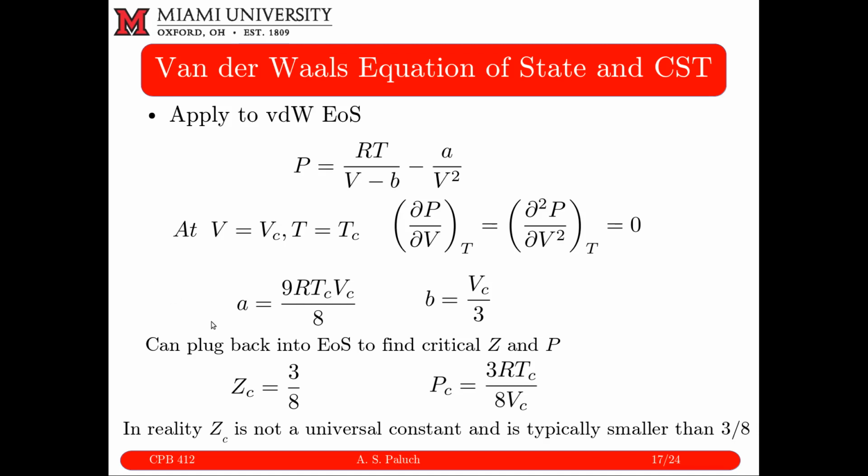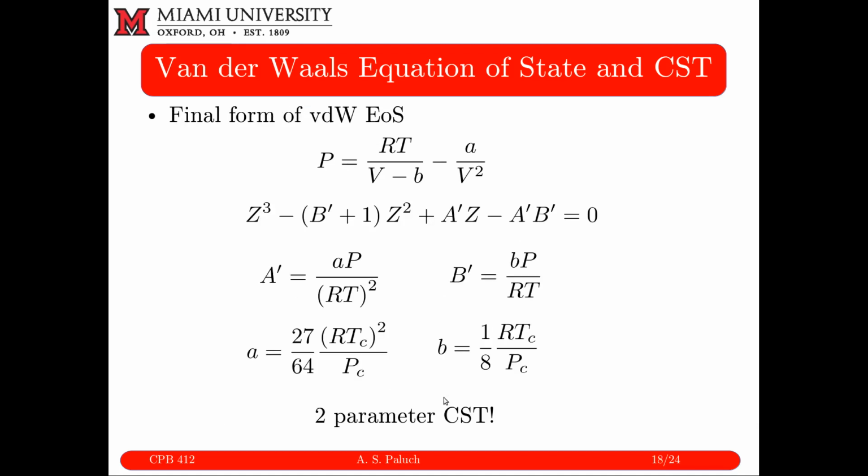One shortcoming of van der Waals is that if we plug these constants back in and solve, we find that it predicts a universal critical compressibility of 3/8. This isn't the case; it's typically smaller than 3/8. So while this is convenient and a beautiful result, we know its accuracy is going to be limited, and that it predicts this universal behavior which isn't correct. But that's okay.